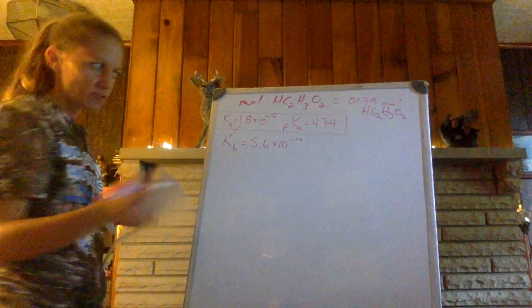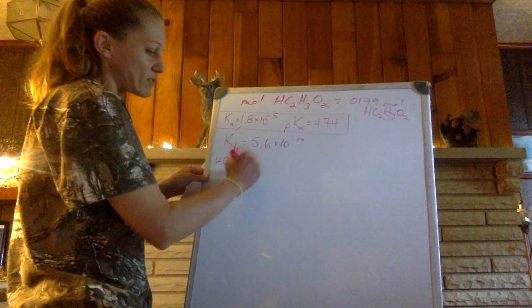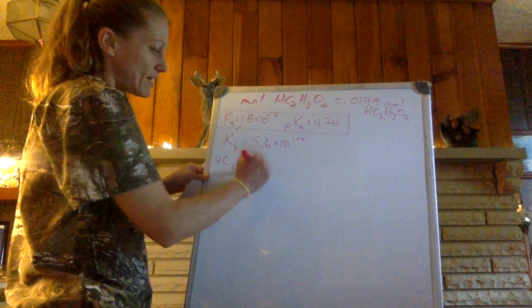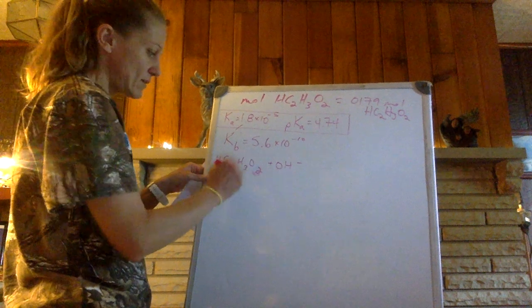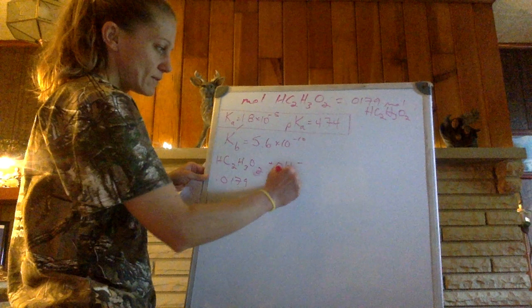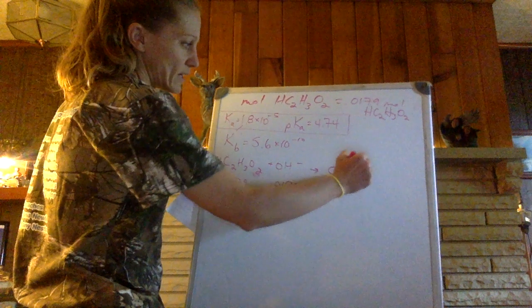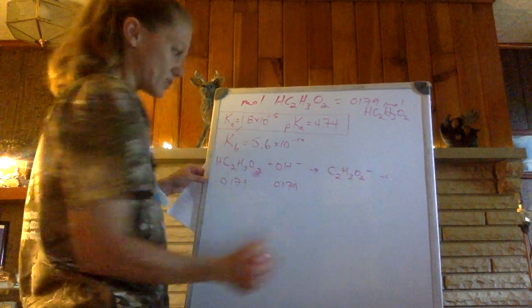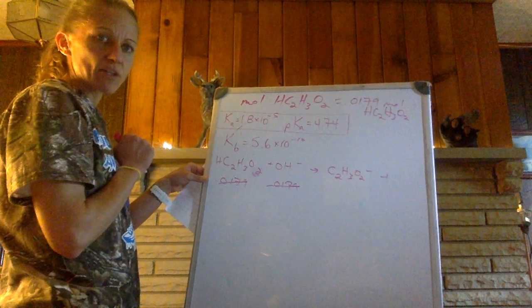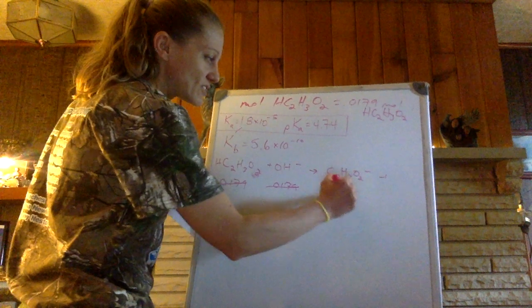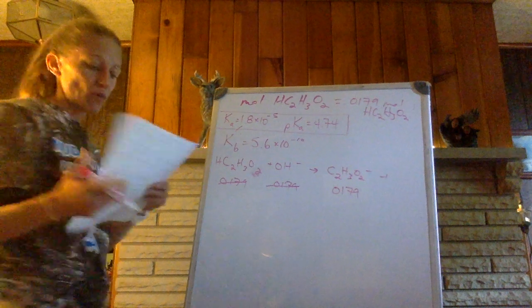So what I was looking at here, let's just do this real quick. I would have started off with HC2H3O2, and I would have added OH. And I've got the same amount of each. And I'm making C2H3O2 minus, and water no one cares about. So if I add this much base, it neutralizes that much acid, and in the process makes that many moles of the acetate ion. It makes that many moles of the conjugate base.